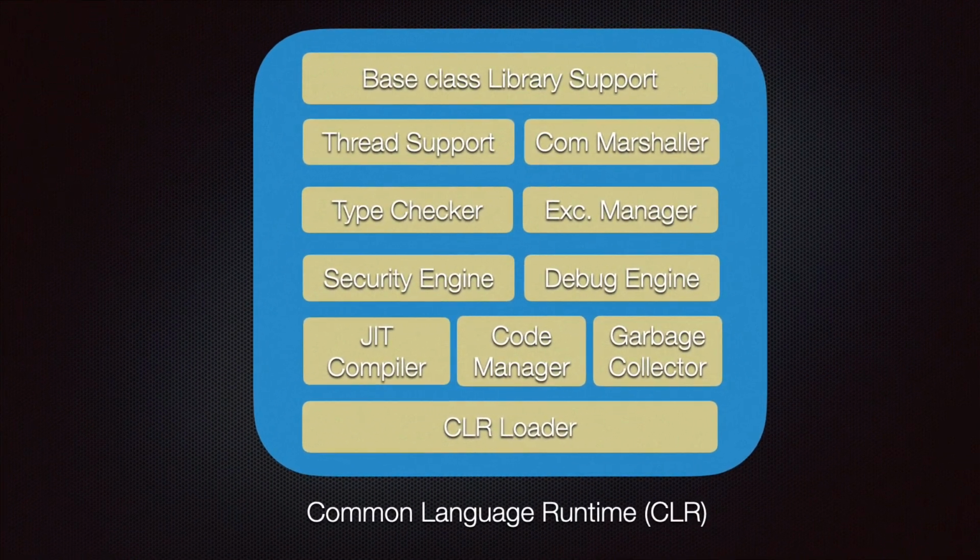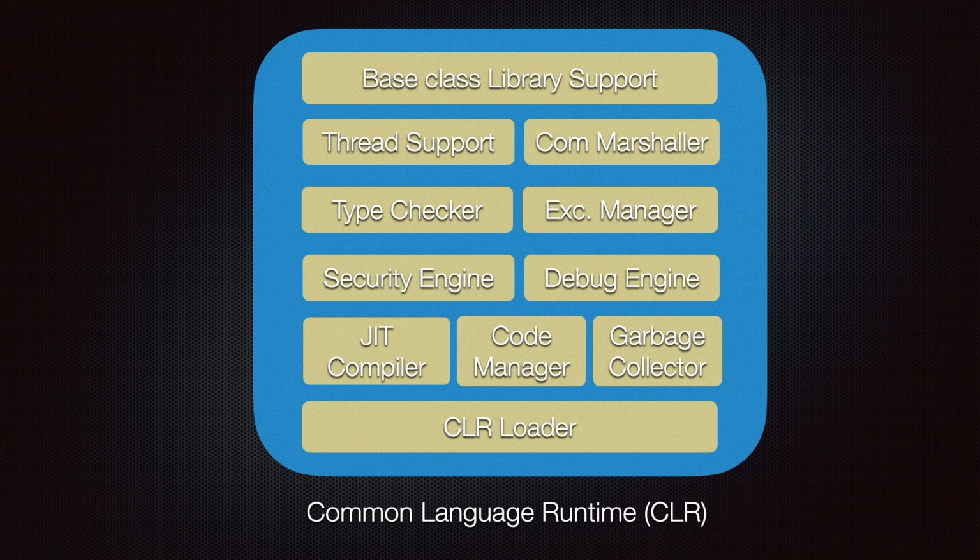For example, we have the CLR here, the main constituent, and it has very powerful features and many components existing with it. For example, base class library support and thread support. We can run multiple threads in one process and make your application work really well. And we have a type checker, debug engine, JIT compiler, code manager, and finally the garbage collector. And we have a CLR loader. The details of it we can discuss in a separate, bigger and more detailed video, but in a nutshell, this is all about it.